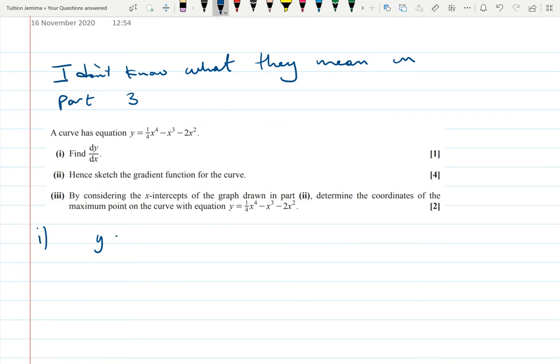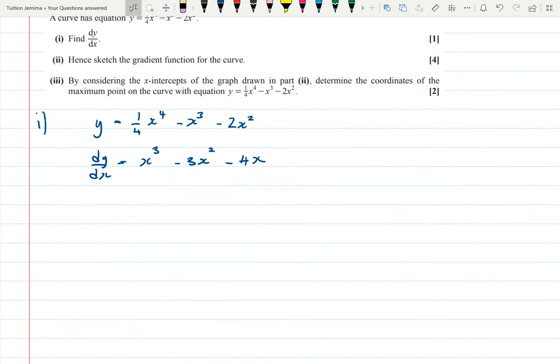You've got a curve which has equation a quarter x to the 4 minus x cubed minus 2x squared, and you're differentiating that, so that's pretty straightforward. Take 1 off the power and times by that number, so that's x cubed. Take times by the number in front, take 1 off the power, x squared, and take 1 off the power times by that number, that's 4x. And then the next bit is to sketch that gradient function.